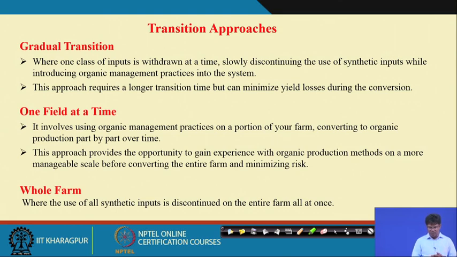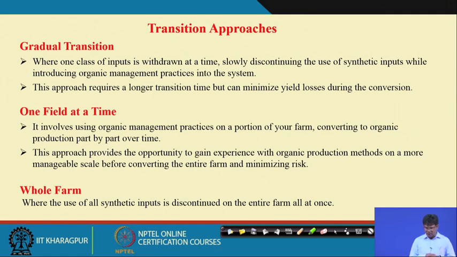So the one field at a time, part by part conversion, is better as compared to the conversion of the whole farm, because with whole farm conversion you may not sustain the loss. If there is a loss, there will be a huge loss in yield to the farmer if he goes for converting the whole land to organic at the beginning of the year. So instead of that, you can go for the part by part conversion. So the economic loss can be compensated from the chemical farming.